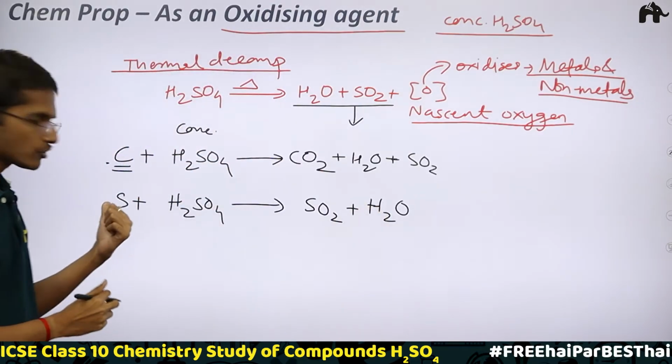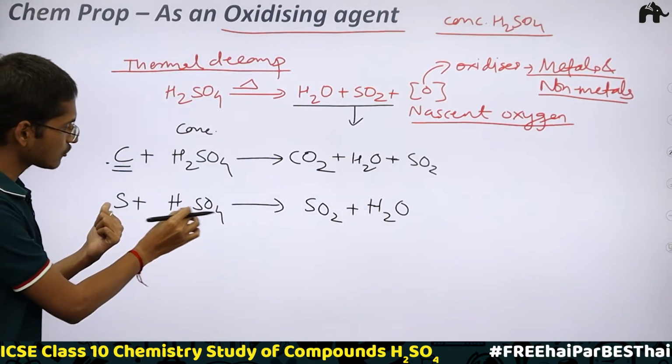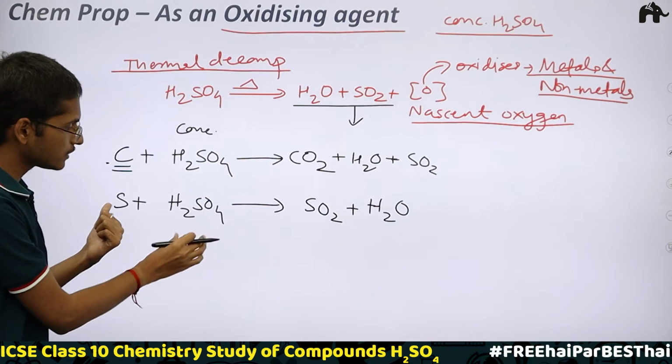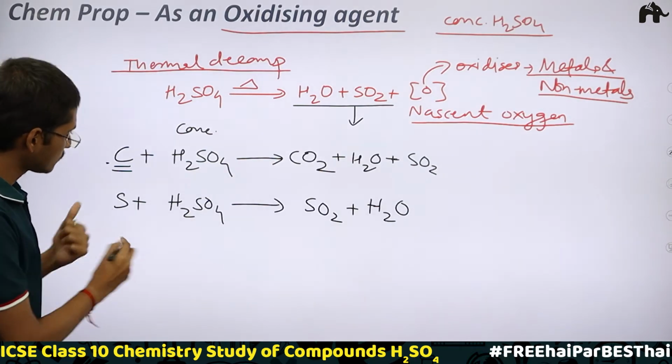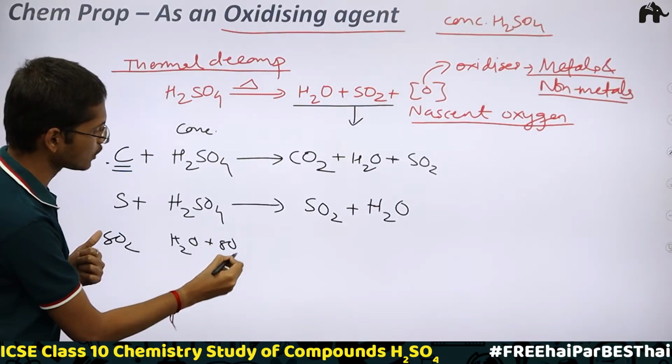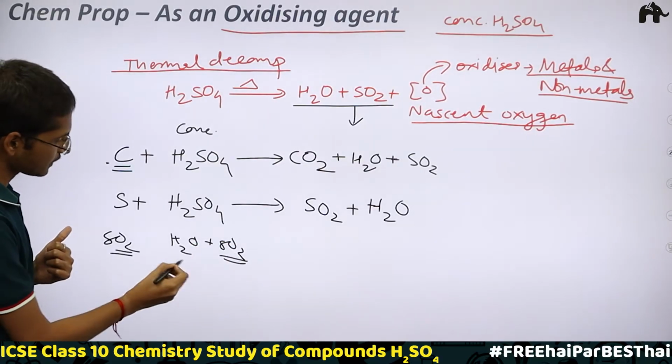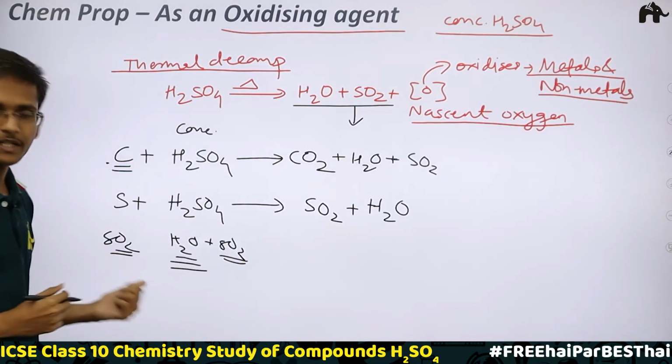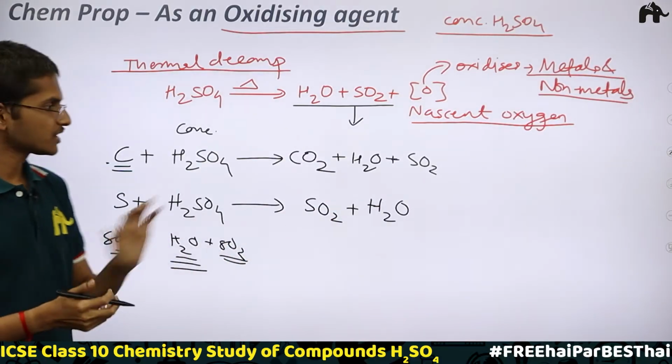Because sulfur would get oxidized to SO2, and here hydrogen, sulfur and oxygen would also result in H2O and SO2. So what are the products? SO2, right, and H2O, right? SO2 and H2O. Simple, very simple.